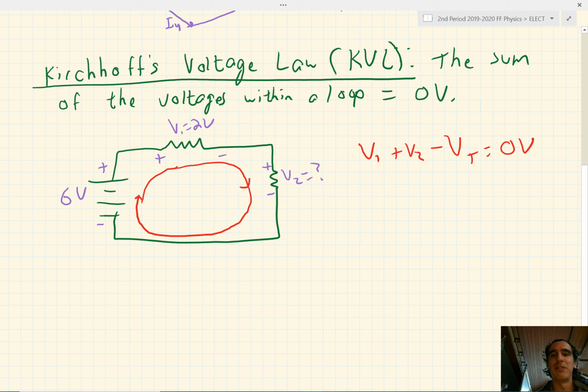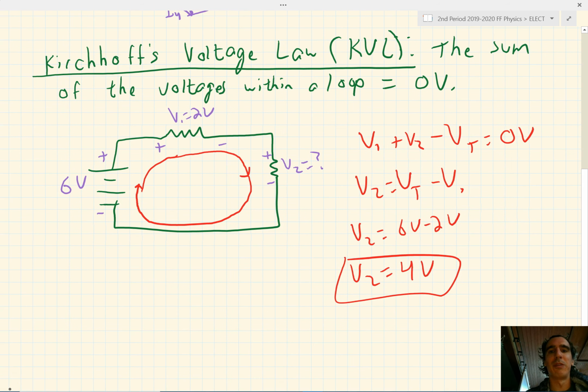So if we want to find V2, we can just isolate the variable. V2 is equal to V total minus V1, which gives us 6 volts minus 2 volts, leaving us with V2 is equal to 4 volts.